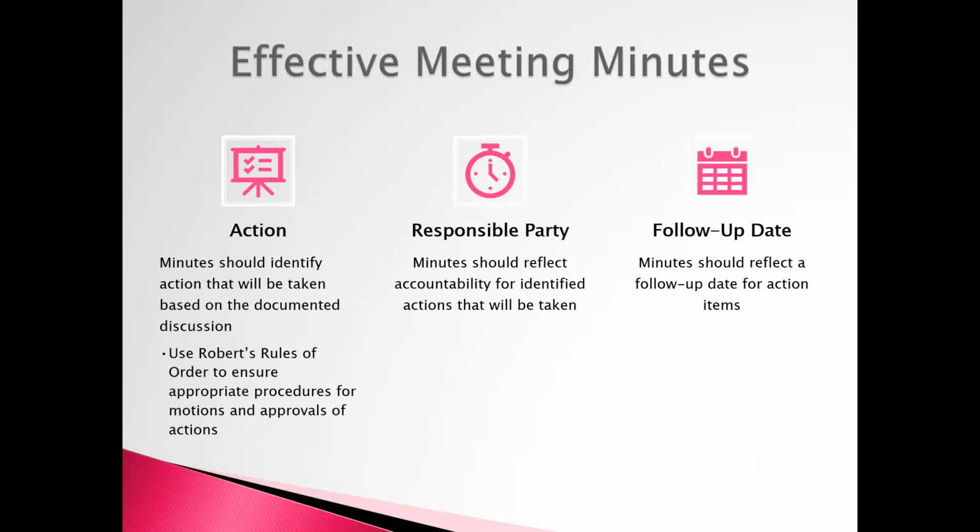So effective meeting minutes would also identify action that will be taken based on the documented discussion. And remember to use Robert's Rules of Order to ensure appropriate procedures for motions and approvals of action. For more information on Robert's Rules of Order, please see the resource slide at the end of this training. Meeting minutes would also demonstrate the responsible party, and that actually reflects the accountability for identified actions that will be taken. And finally, you would have a follow-up date for the action items.